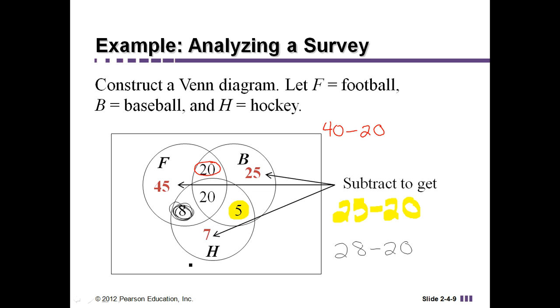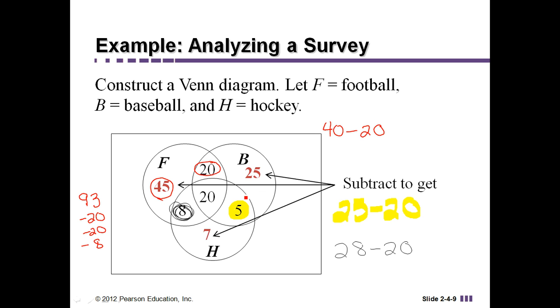Okay, so for our next step, to get the 45 and the 25 and the 7, we're going to go to those big numbers that we have, the 93 people that like football. We're going to repeat our steps here, and take the 93 people that like football, subtract out the 20 in the center, subtract out the 20 people that like football and baseball, and subtract out the 8 people that like football and hockey. The number that we have left is the number of people that just like football, which is this 45. Then we're going to repeat the same steps with baseball and hockey.